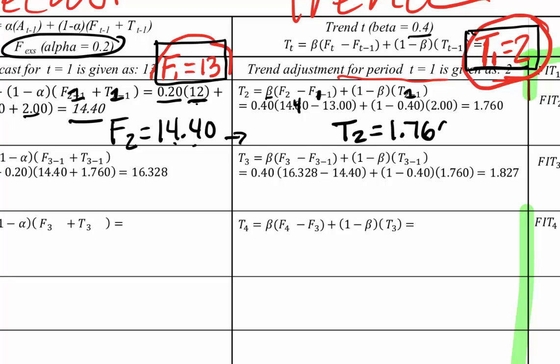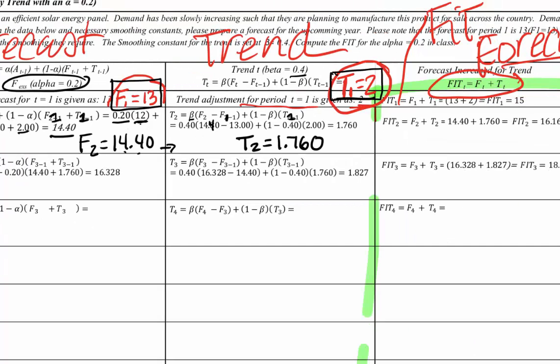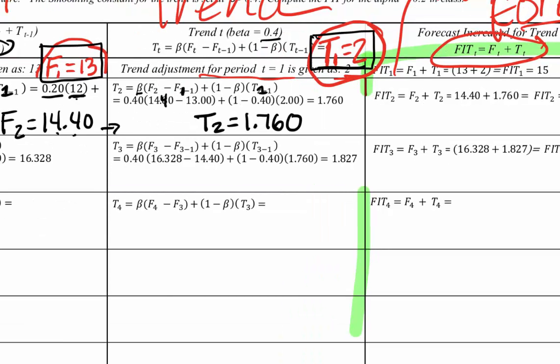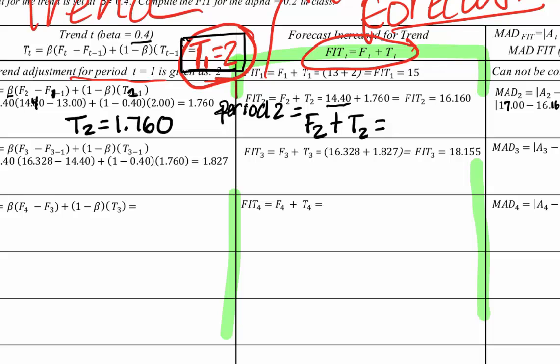And remember I told you that the FIT forecast is really just F of 2 plus T of 2, or whatever period we're in. And since we're in period 2, we've got F of 2 plus T of 2, which in this case I've got annotated up here: 14.4 plus 1.76 is going to equal 16.16. So we'll write that in.